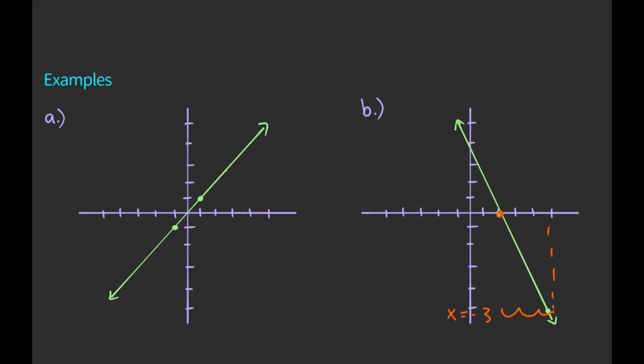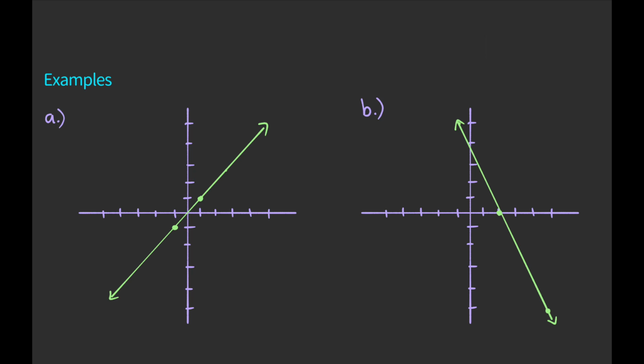And then we're going to go up. 1, 2, 3, 4, 5. And since we went up 5, our y is 5. Then we're going to put those two numbers together, y over x. So we're going to get 5 over -3. And since we can't simplify any further, this is our slope.